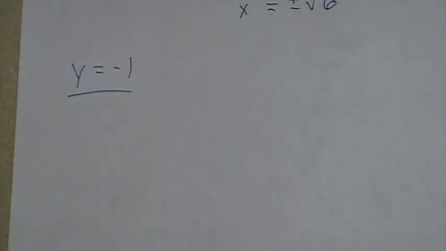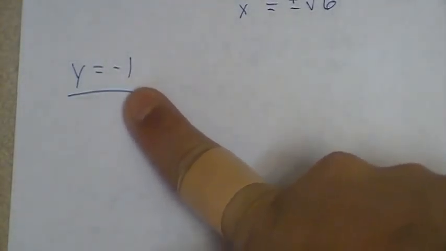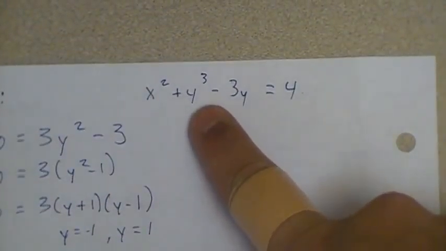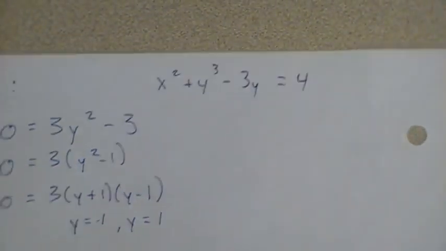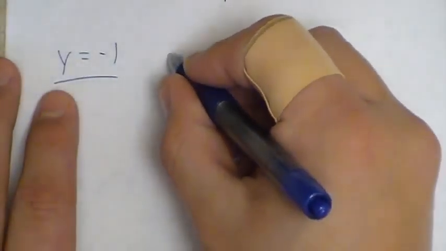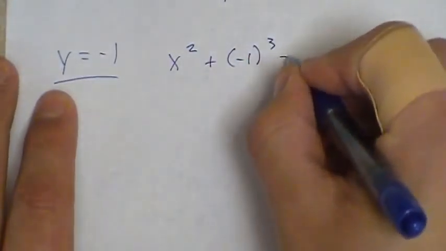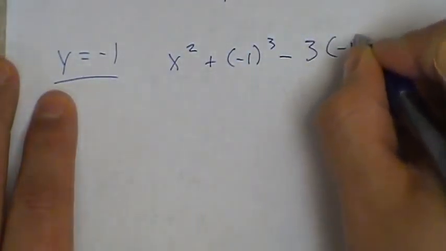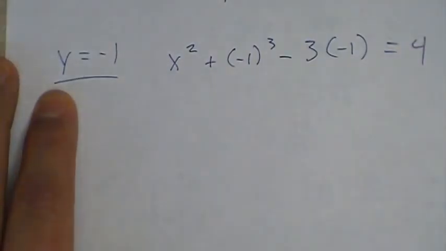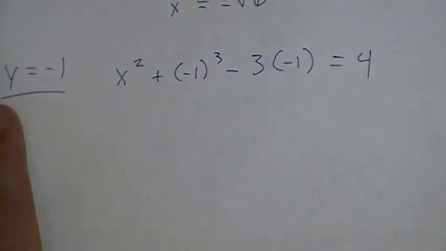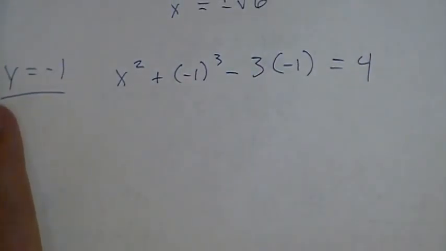So where the last video ended, I was trying to figure out where on the relation y was equal to -1. And that's just going to amount to taking -1, putting it in place of this y, figuring out what the value of x is. So I'm going to have x squared plus -1 cubed minus 3 times -1 equals 4. And I want to try to solve this equation for x.